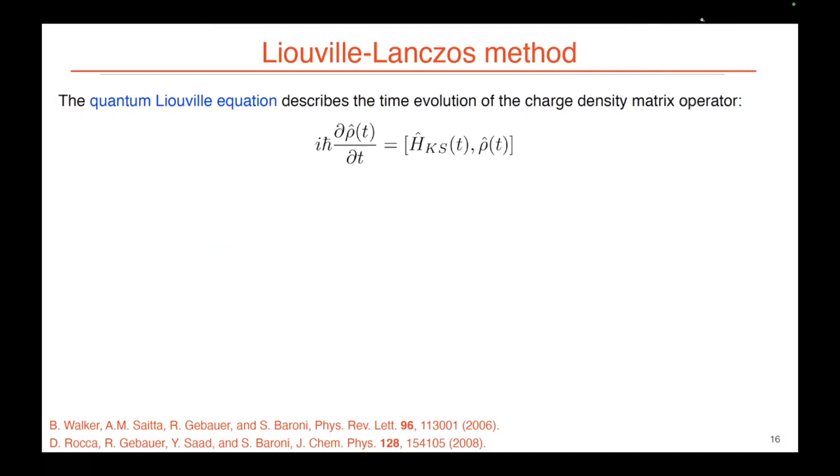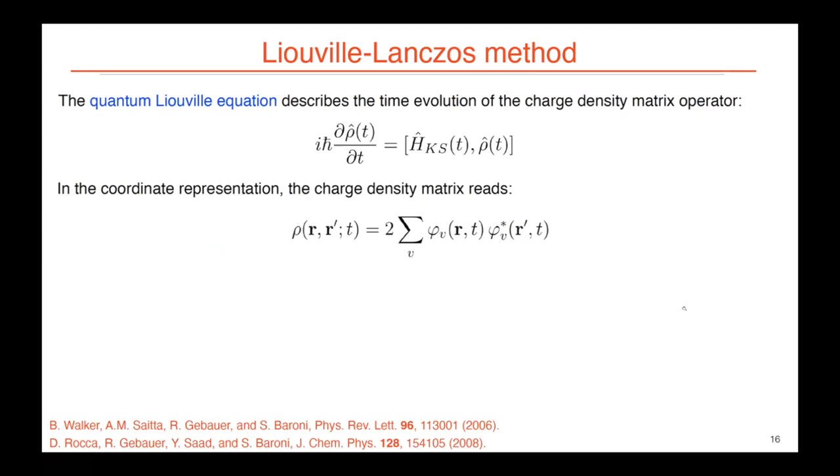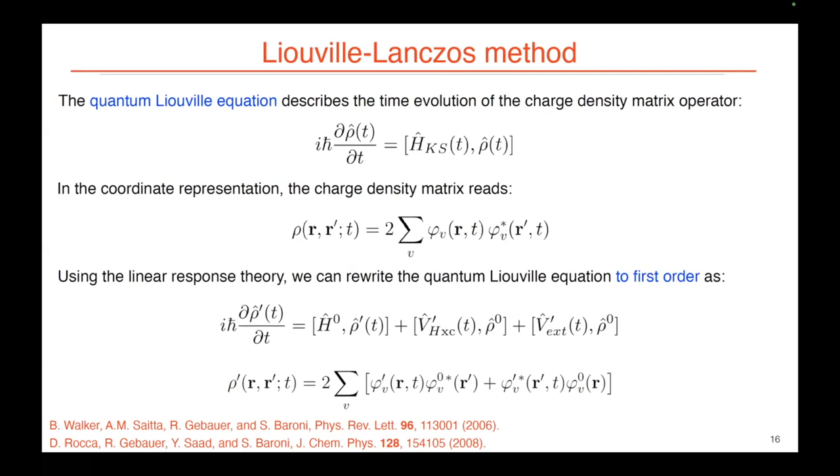Thank you. And on the right, we have the commutator of the quantum Hamiltonian with this same object, the charge density matrix operator. Again, I don't want to spend too much time on this. Let me go a bit quicker. This object rho in the coordinate representation has this form. And then we can use the linearization of this equation, that is to say perturbation theory to first order.